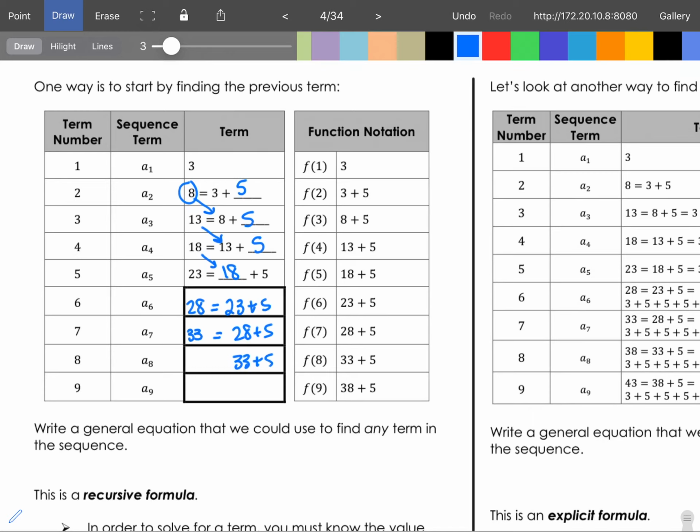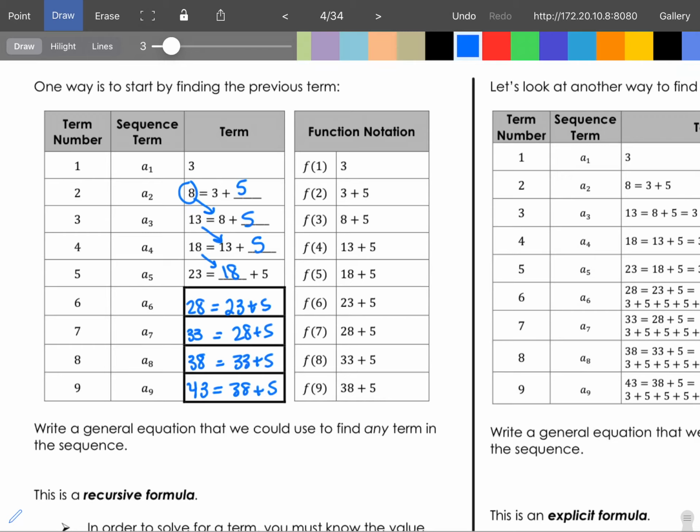33 plus 5 is 38. 38 plus 5 is 43. And that is our 9th term. So we could keep doing that. You can see over on the right hand side the function notation that's happening there.